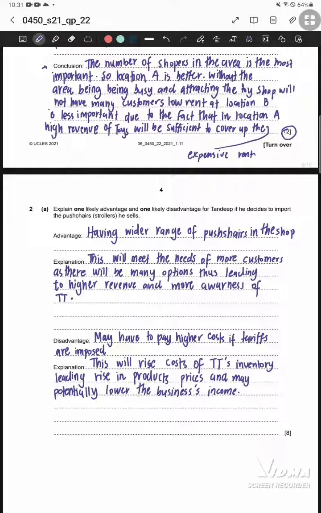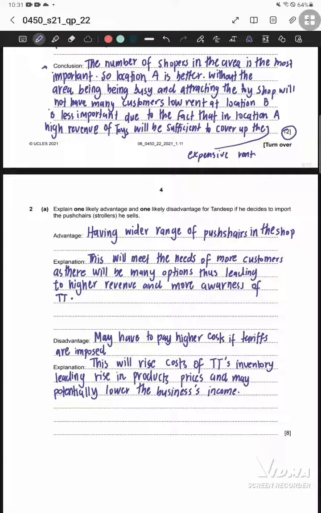Okay, the first thing that comes to mind when importing is that obviously you'll have a huge variety of items or products. This will enable the business to meet the customer's demand at all times.